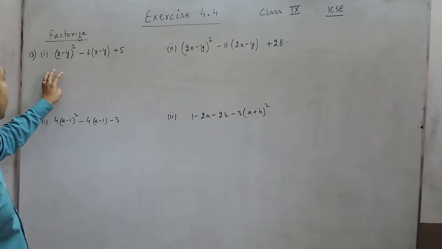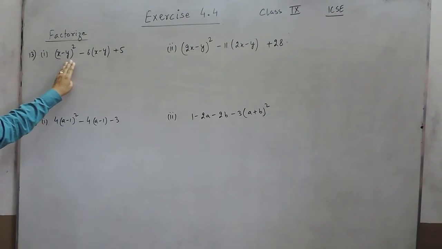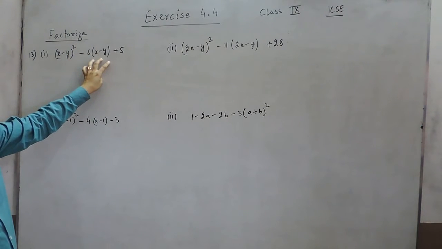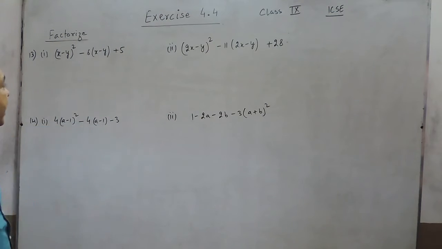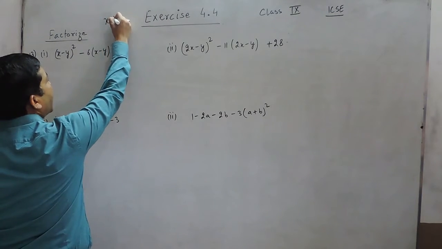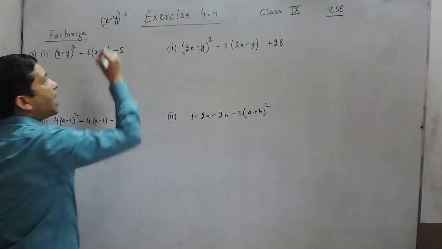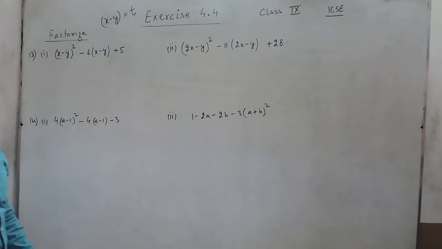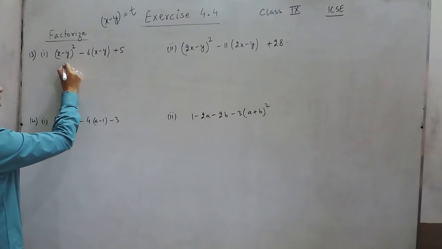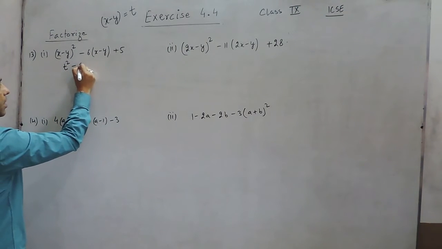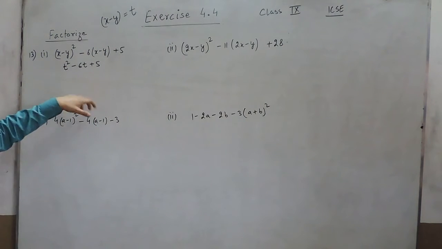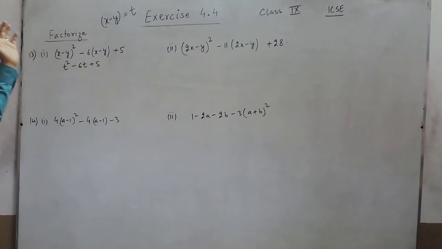Hello everyone. Question number 13 is (x − y)² − 6(x − y) + 5. Here we can do it this way: x − y can be taken as another constant, like t. So I can write this question as t² − 6t + 5. Now this question has been converted to a question which we have already done till now.